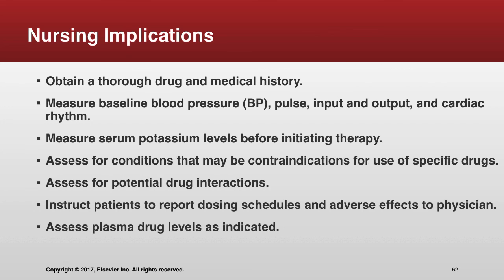So now let's look at the implications of these antidysrhythmic drugs. We want to obtain a thorough drug and medical history. We want to measure the baseline blood pressure, the pulse, their INR, and cardiac rhythm. We want to measure serum potassium levels before initiating any of the therapy. We want to assess for conditions that may be contraindications for the use of specific drugs, assess for potential drug interactions, instruct patients to report dosing schedules and adverse effects to their physician, and assess plasma drug levels as indicated.